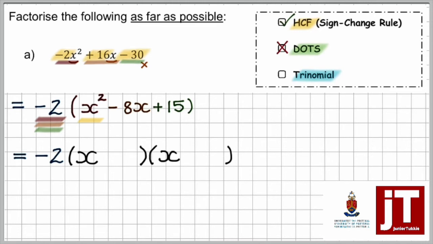Now we need to decide on which signs to place inside of the brackets. So we take a look at the sign on the last term, the constant in our trinomial. Can you see that we have a positive sign?